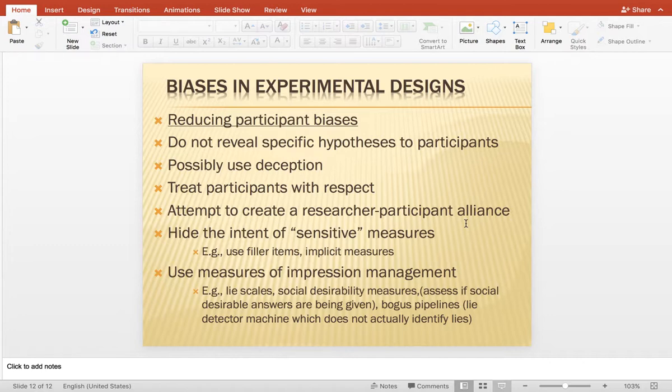Always remember to treat your participants with respect, even the bad participants who come in. Generally, if you can form that researcher-participant alliance with them, you're much more likely to be able to use their data rather than not being able to use their data.